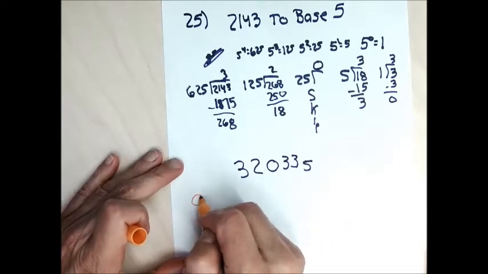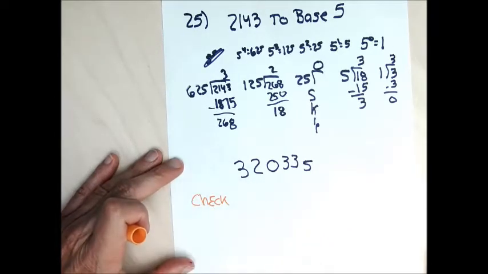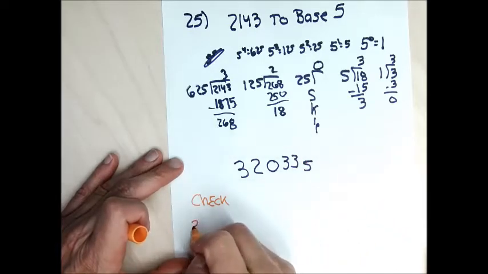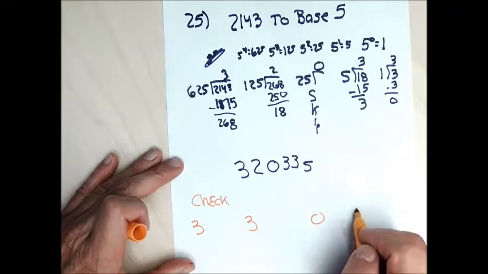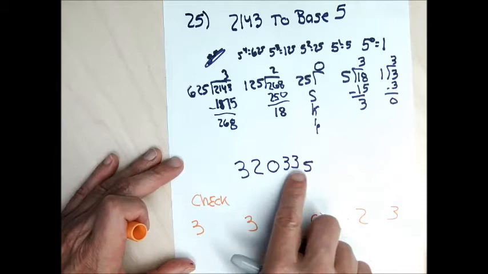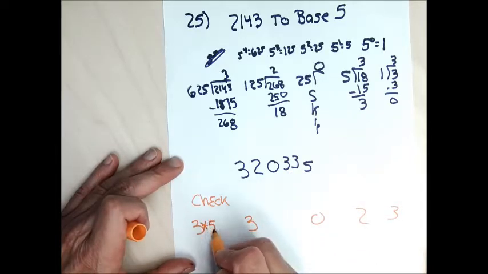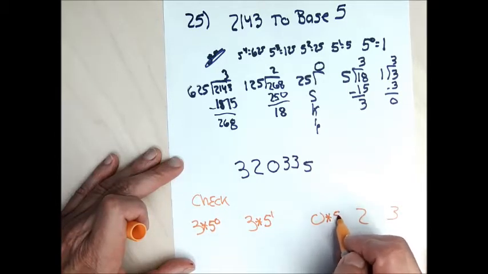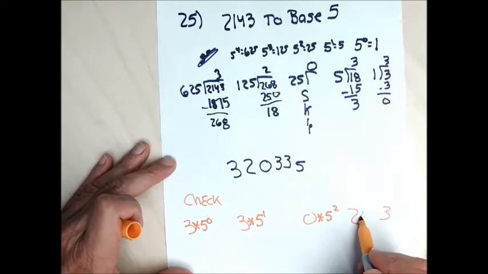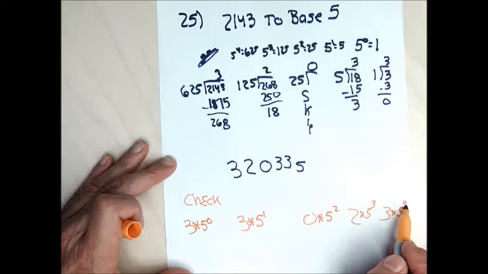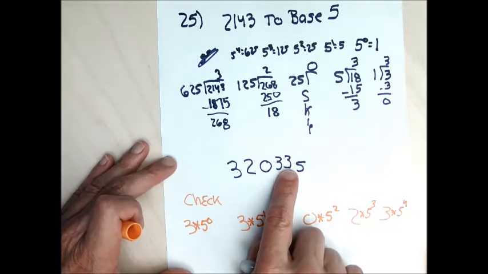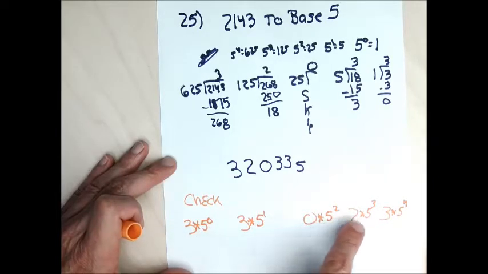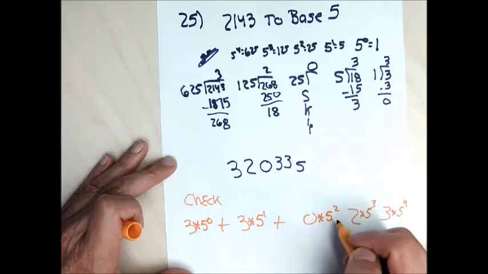Let's pretend that I didn't have a key to look at and I wanted to check. How do I check? I check just like I would have done the problems in the beginning sections of the 1 through 20. I'd write the number backwards, so I'd write 3, 3, 0, 2, 3. Write the number backwards, and then multiply each by a power of 5, and go up once each time. So the first 3 is multiplied by 5 to the 0, then 5 to the first, 5 to the second, 5 cubed, and 5 to the fourth. And then we put plus signs between.